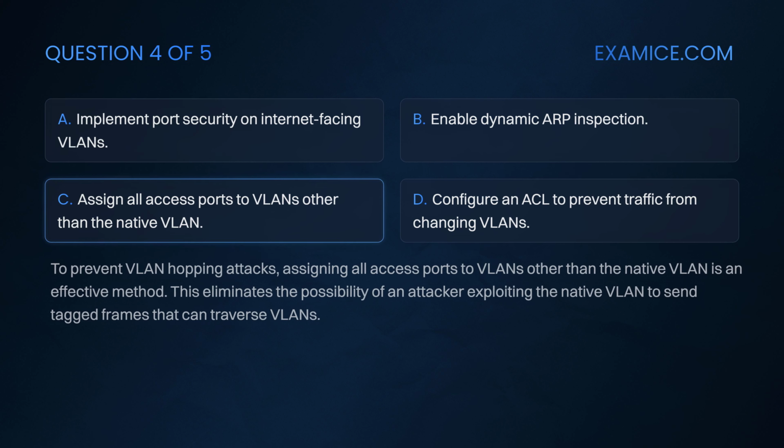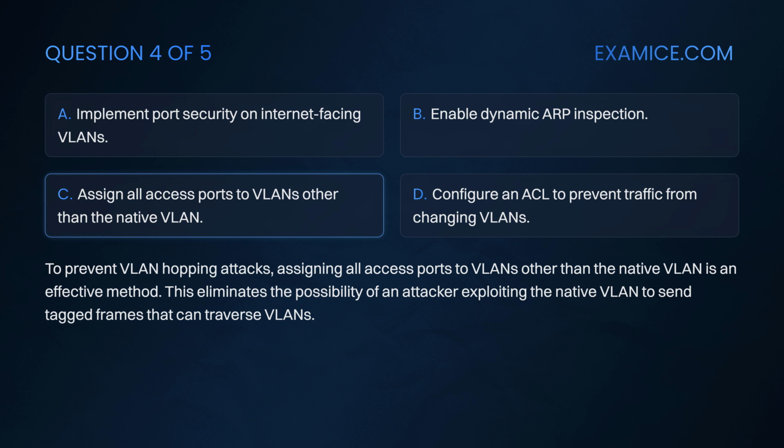To prevent VLAN hopping attacks, assigning all access ports to VLANs other than the native VLAN is an effective method. This eliminates the possibility of an attacker exploiting the native VLAN to send tagged frames that can traverse VLANs.